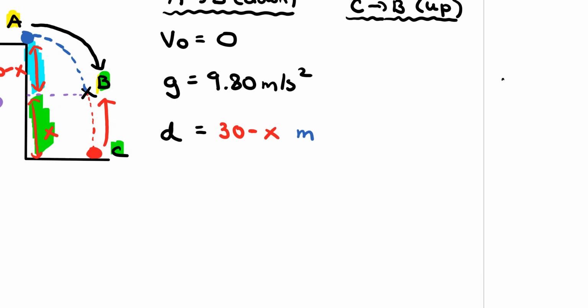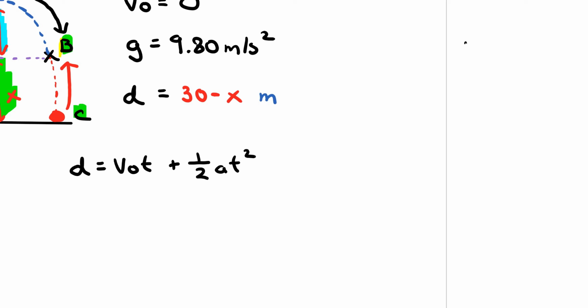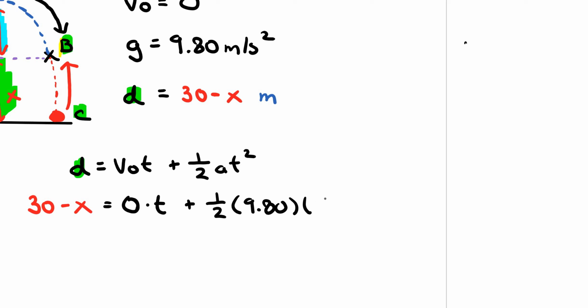Now, based on this information right here, I want to find a kinematics equation that relates the initial speed, the acceleration due to gravity, and the distance traveled by the ball from A to B. And one formula that is going to look very good for this particular case is the distance equals the initial speed times the time plus 1/2 at squared. Okay, so we know the distance here. It's going to be that distance there. So this is going to be 30 minus x equals your initial speed, which is 0, times t, plus 1/2 times 9.80 times t squared.